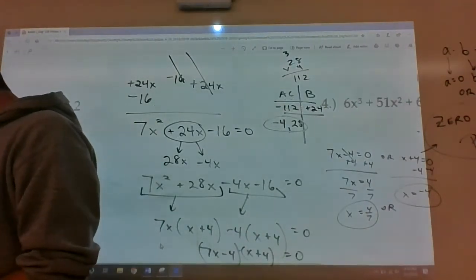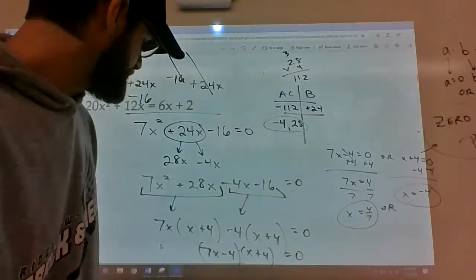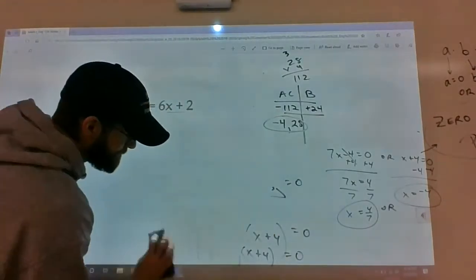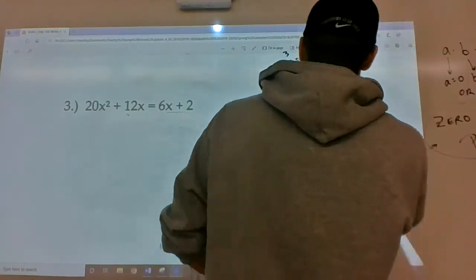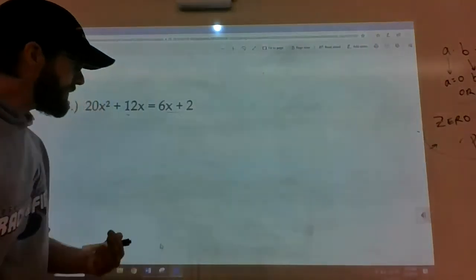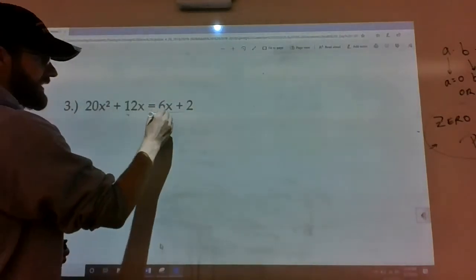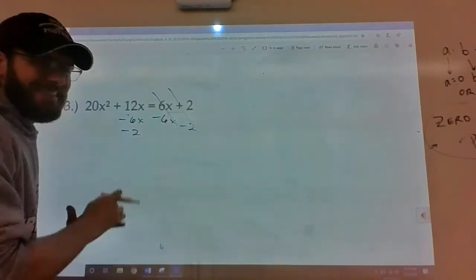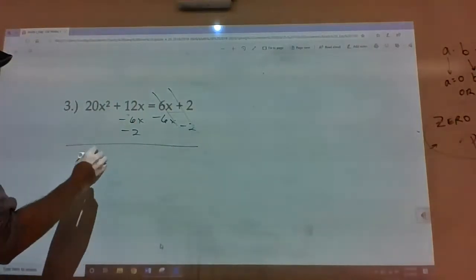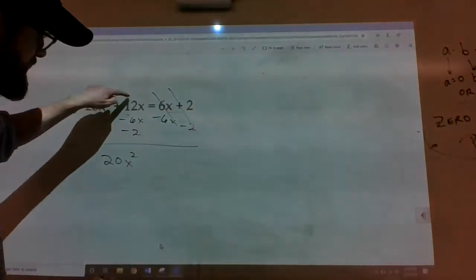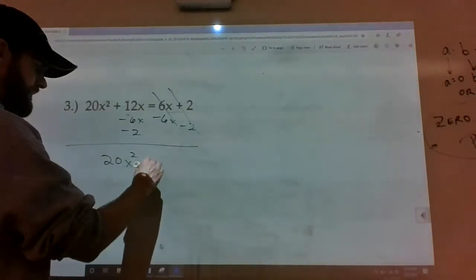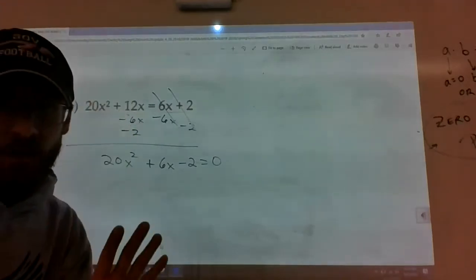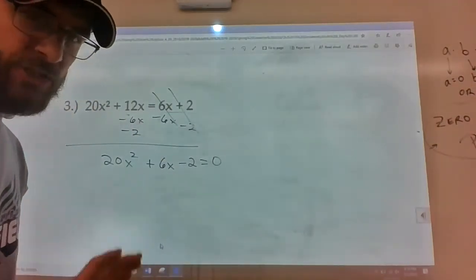I don't know if we're ready for 4 yet. Let's try this. Ooh, this looks different. All right, once again, 0 is not by itself. But that's not much of a bother. All we've got to do is subtract all those elements over. 0 is now going to be on the right-hand side. 20x squared. I see 12x minus 6x, I'm just going to call it 6x, and it's positive. Minus 2 equals 0. Right away, I see that you can divide everything by 2.